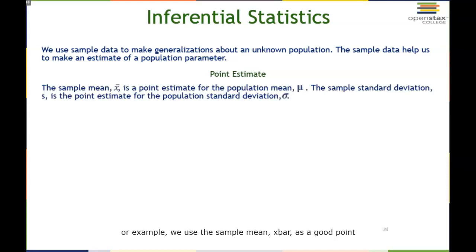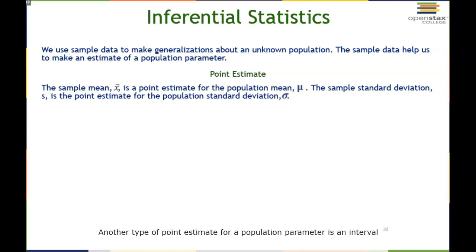For example, we use the sample mean x bar as a good point estimate for the population mean. Now, unless your sample is indeed the population, generally the sample mean won't equal the population mean. We've already discussed this. The sample standard deviation is going to be the point estimate for the population standard deviation. We've already kind of done this in the past. We're just putting a name to it, calling it a point estimate.